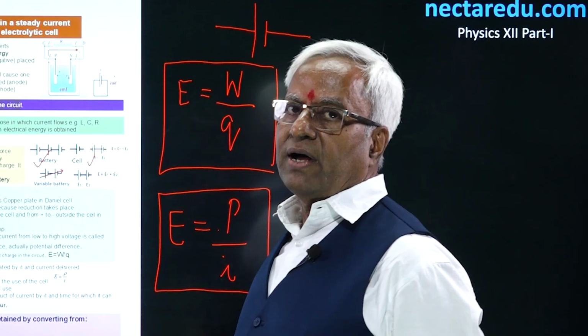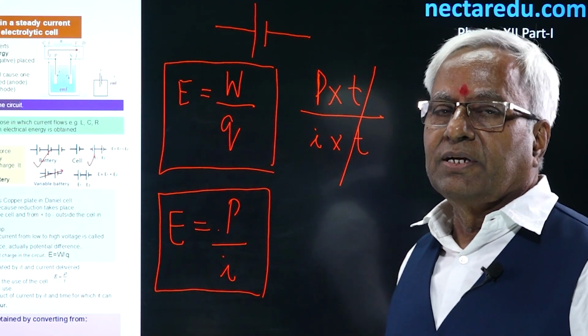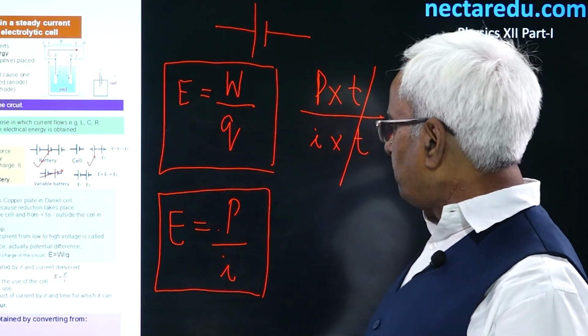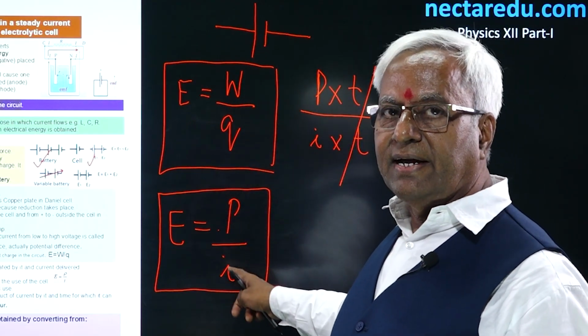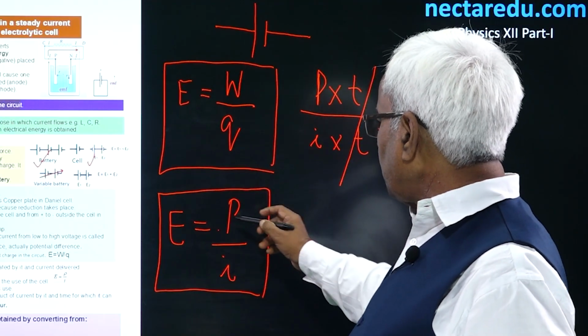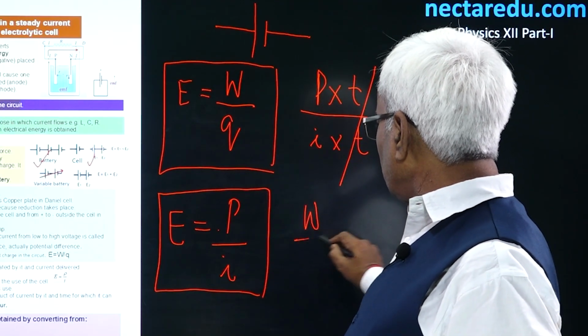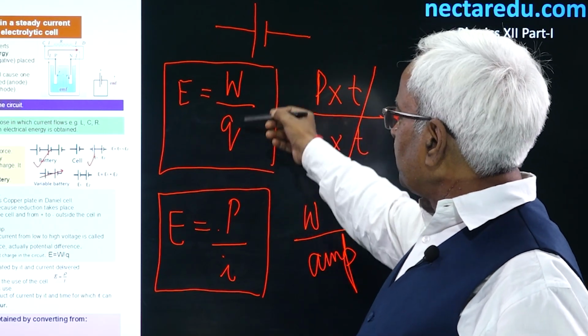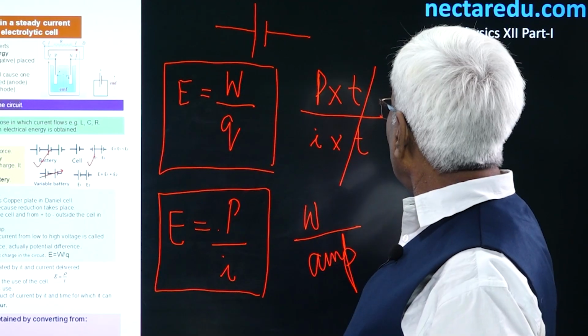Electromotive force is defined in either way. It is the ratio of work and charge. It is the ratio of power and current: power generated by the cell and current delivered by it. So that way you have another unit also. That's watt per ampere, whereas here you get the unit volt.